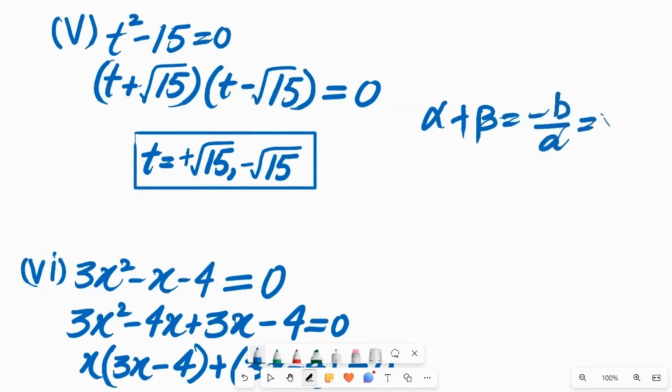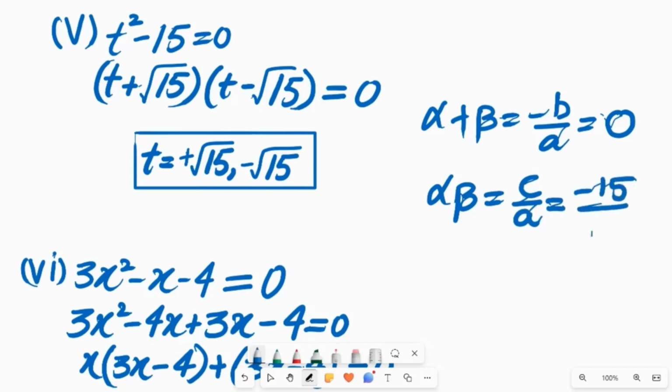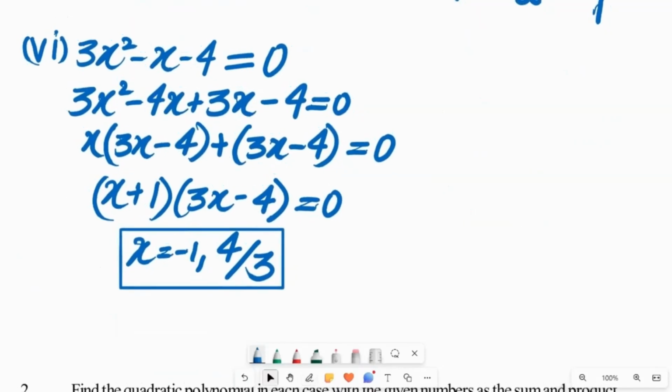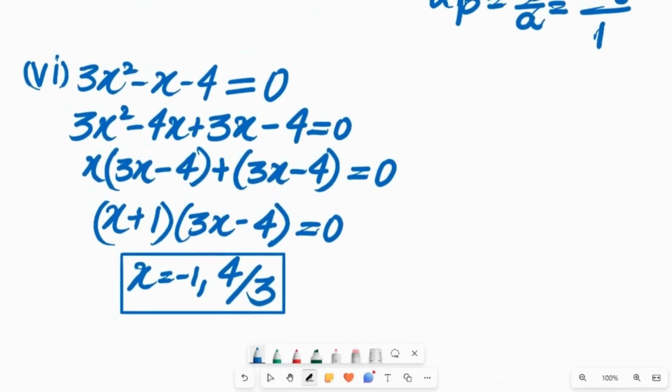Since b is equal to 0, sum of zeros would be 0. And in fact, plus root 15 and minus root 15, the addition would be 0. And product, if we come to product, alpha into beta equal to c by a. And c here is minus 15 and a here is 1. And indeed, if you multiply plus root 15 and minus root 15, you are left with minus 15. And last one, we have 3x square minus x minus 4 equal to 0. And like any other question, we get zeros equal to minus 1 and 4 by 3.